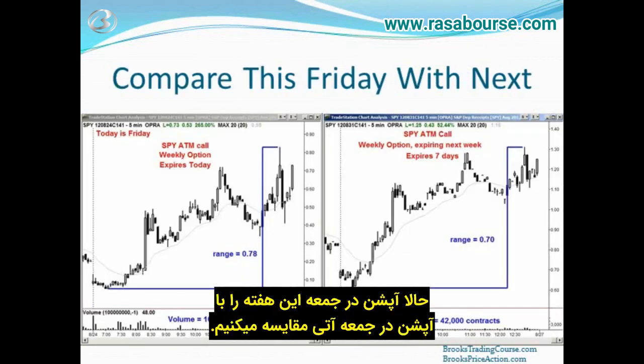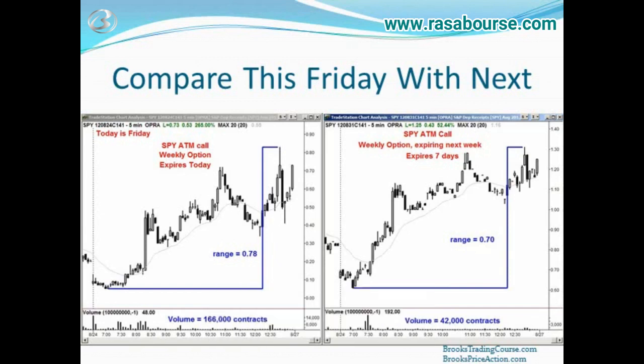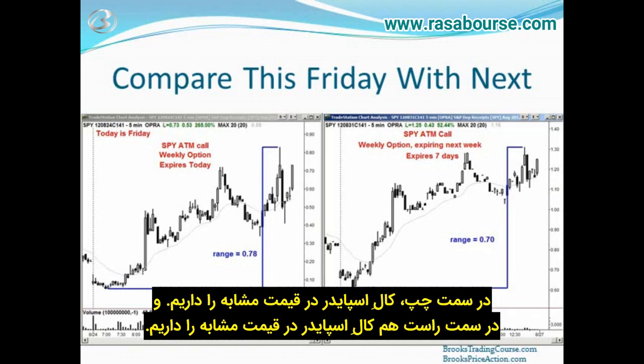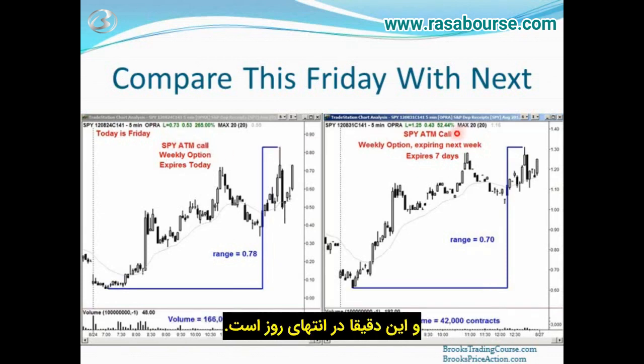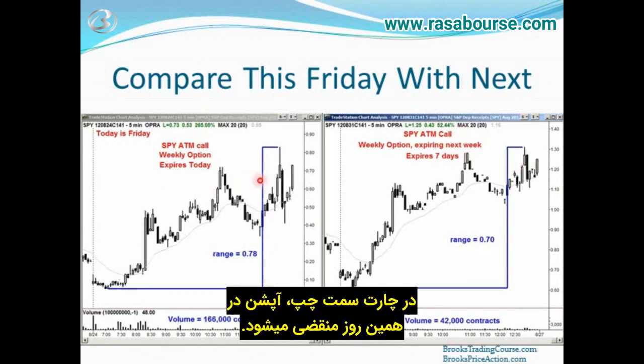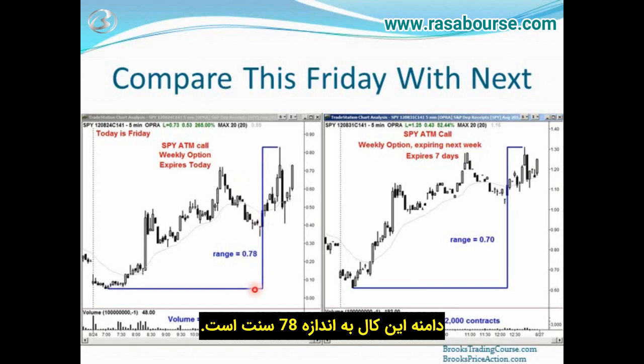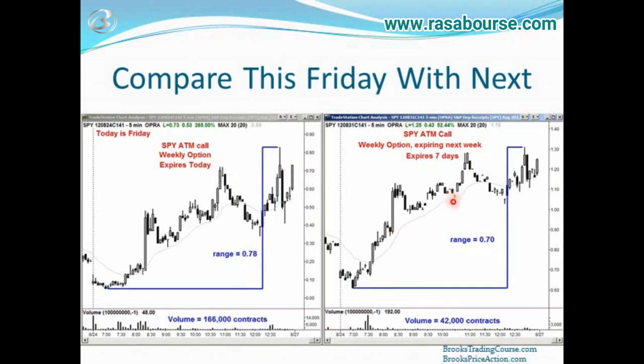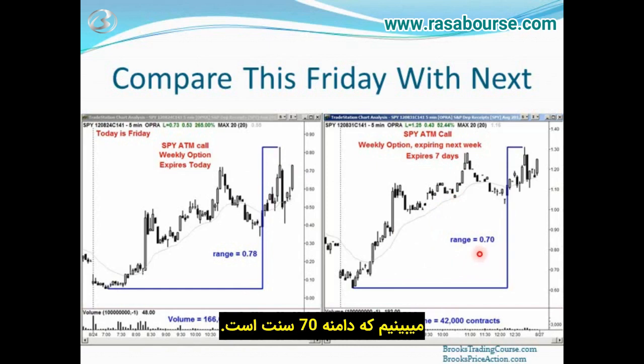Okay, let's compare this Friday's option with next Friday's option. So an at-the-money call in the spider, and an at-the-money call in the spider. And this is right through the end of the day, okay? This is today's option expiring today. The range of that call was 78 cents, okay? And it closed up here 70 cents. If I traded next Friday's option, the range was 70 cents, a little bit smaller, right?